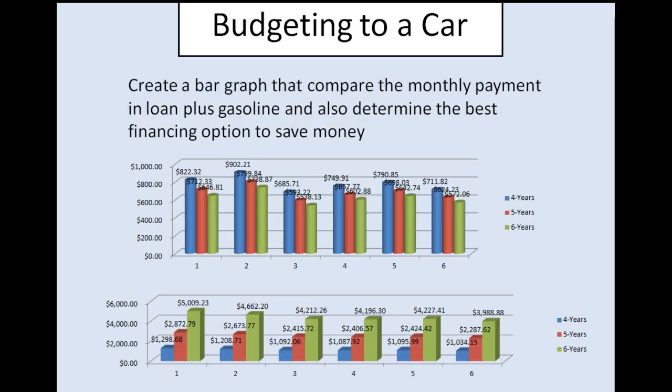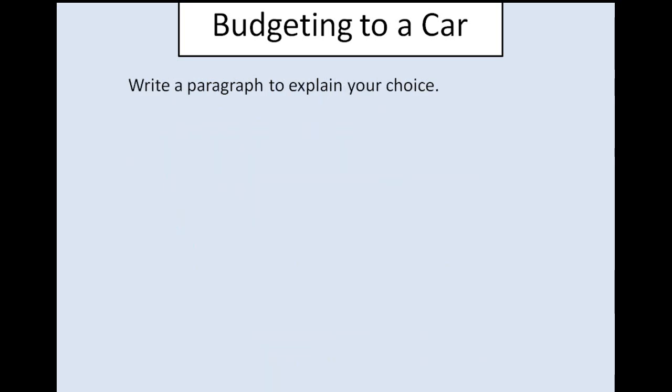Then create a bar graph that compares the monthly payment in loan plus gasoline, and also determine the best financial option with which you save money. Write a paragraph to explain your choice. This is the price.